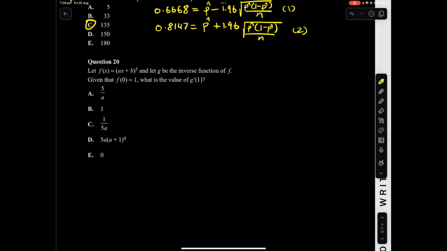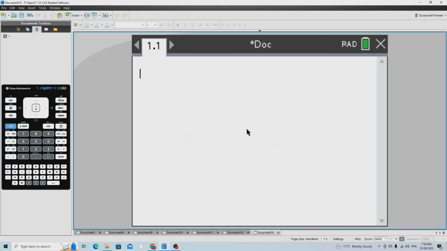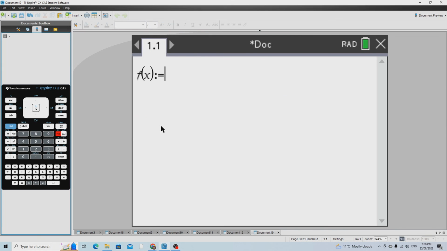So question 20, let f of x equal this and let g be the inverse of f. Given that f of 0 is equal to 1, what is the value of g dash of 1? Let's try to do this in the calculator. So control N this. Let's define f of x first. So f of x is a times x plus b to the power of 5.